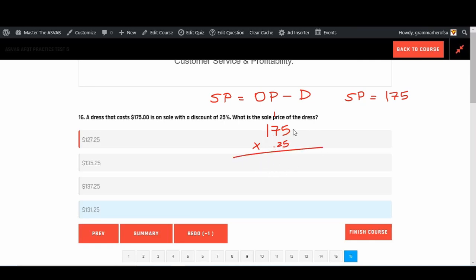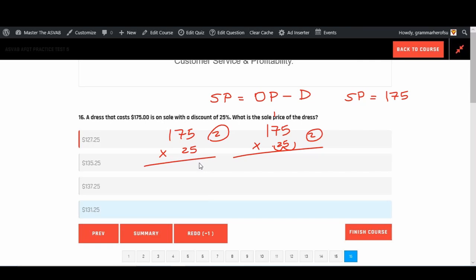Again, we're multiplying a whole number by a decimal. We're going to shift this decimal place 2 times to make 0.25 just 25. So in reality, I'm doing 175 times 25, albeit with 2 decimals to shift back into the left at the end.